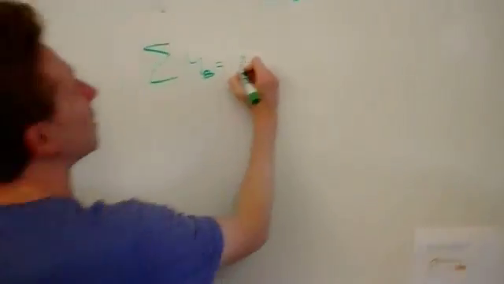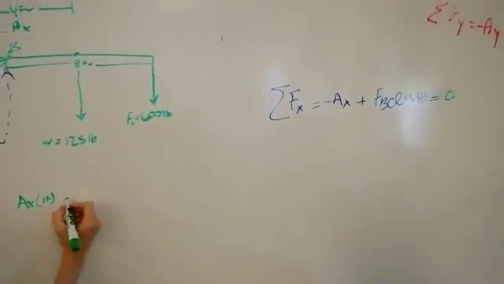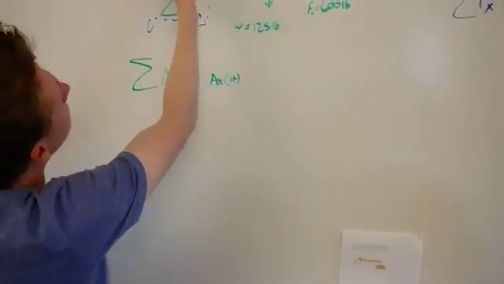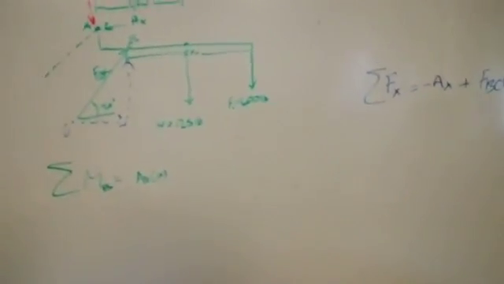Either way, you'll get the same answer. Negative Ax plus... Either way, you get the same answer. Yeah, you have to. FBC cosine. The laws of physics don't change if you analyze it at a different point. Right, so you could do it both ways.